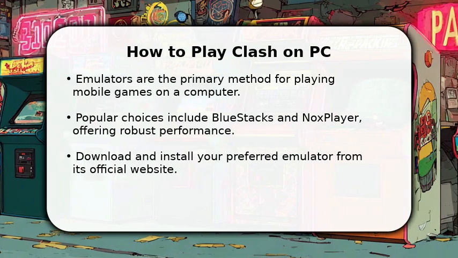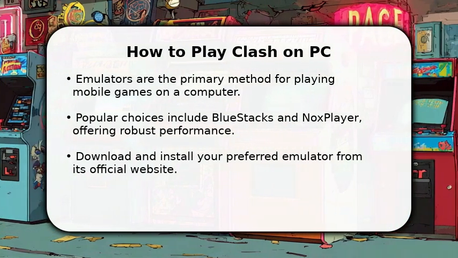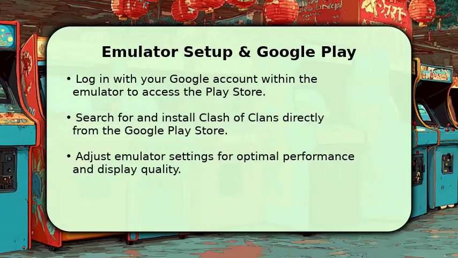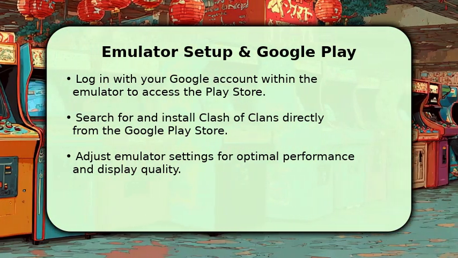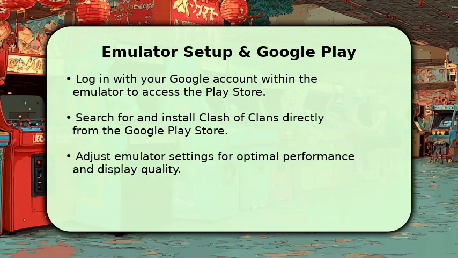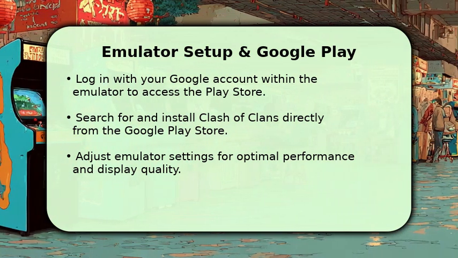Once downloaded, run the installer and follow the on-screen prompts to complete the installation process, usually taking less than 5 minutes. After installing your chosen emulator, launch it and you'll be prompted to sign in with your Google account. This is essential to access the Google Play Store. Once logged in, open the Play Store, search for Clash of Clans, and click Install.